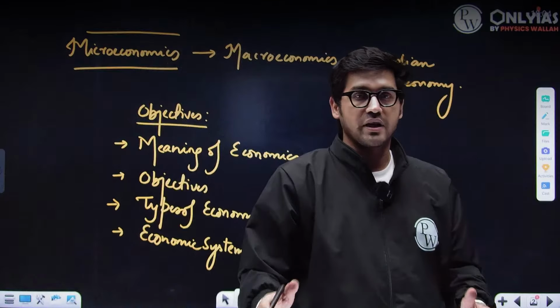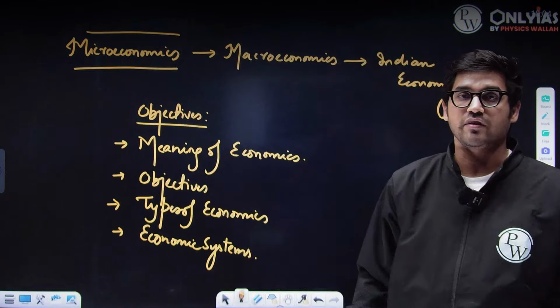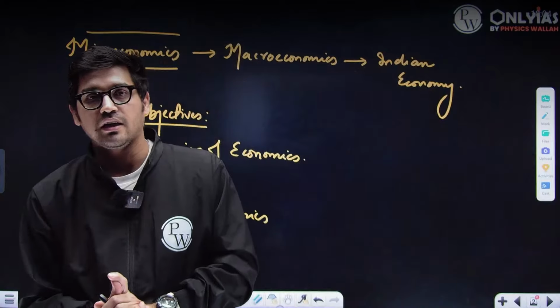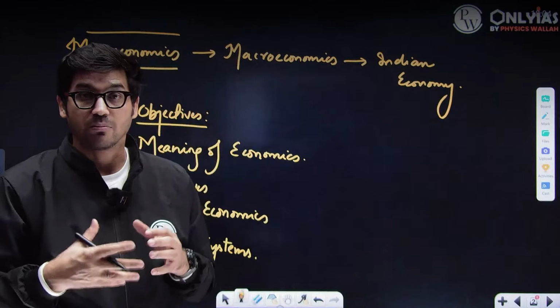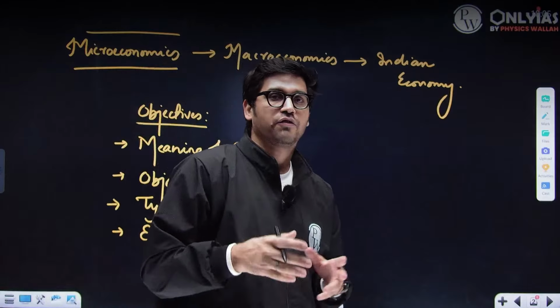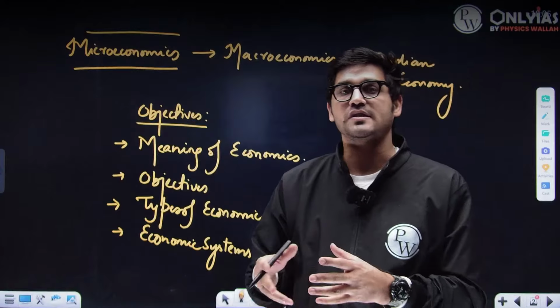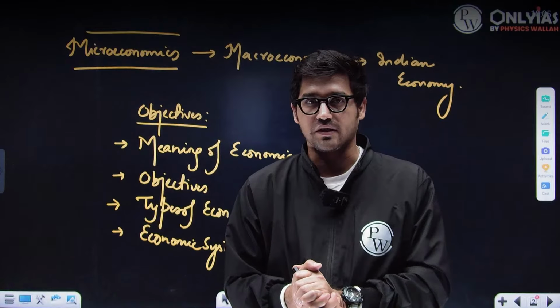The objectives of today's class have been listed here. We will begin with an understanding of economics as a subject. We will then proceed to discuss the objectives of economics. From there, we will move to types of economics, and then towards the end, we will discuss economic systems.